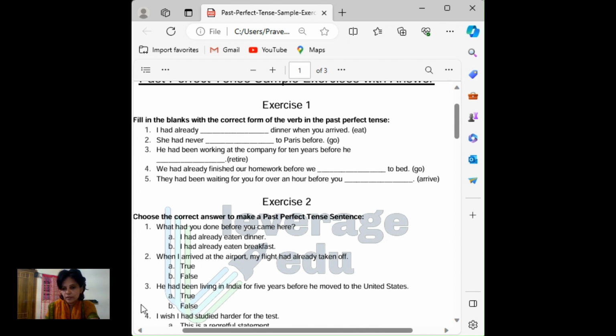While doing this exercise, you will come to know what past perfect tense is. Two things happened: one action happened in the past before another action happened. That is what it means. Past perfect means two actions happened in the past time. We use had here and the main verb in the past participle.